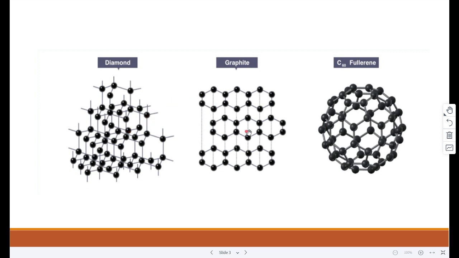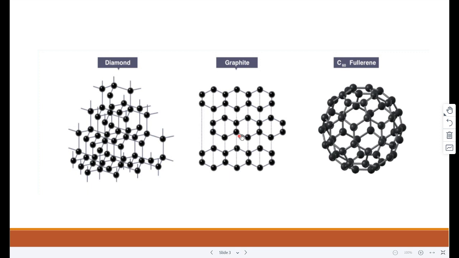Now, some of the properties of graphite are that each atom is bonded to three others, forming layers of hexagonal shaped forms, leaving one free electron per carbon atom. This means that graphite can conduct electricity.